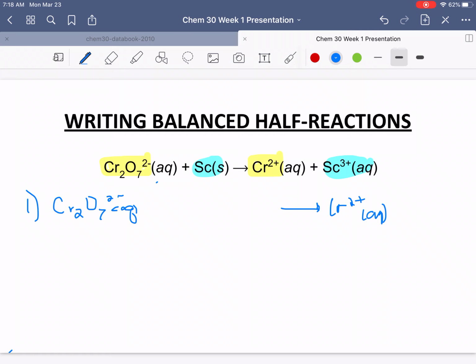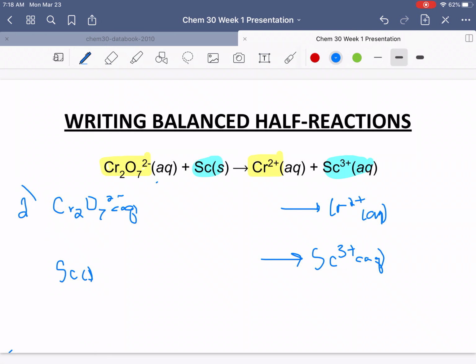Our second half reaction is, of course, going to involve that scandium. So we're going to have the Sc solid. Again, give yourself a nice long space before you put the arrow to the Sc 3+ aqueous. And honestly, that's all there is to it for step one. When we start to move into step two, so let's continue the process. Now we're going to do step two.